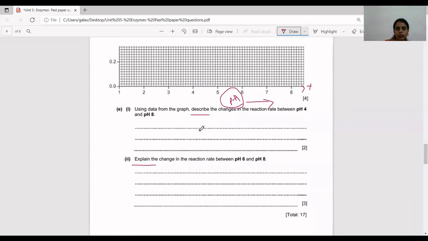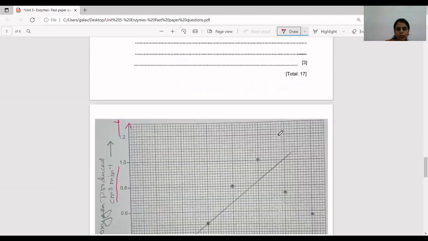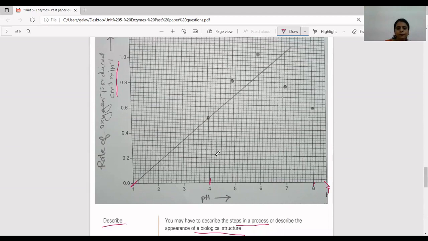Now, if you see this question, question E: using data from the graph, describe the changes in the reaction rate between pH 4 and pH 8. So between pH 4 and pH 8, you have to describe the changes in the graph. If you look at the points plotted, as pH increases, that is as pH goes from 4 to 8, the rate of reaction increases. Okay, 1 mark you will get for this. But the rate of reaction increases only till pH 6. If you look here, the rate of reaction increases only till this particular pH.